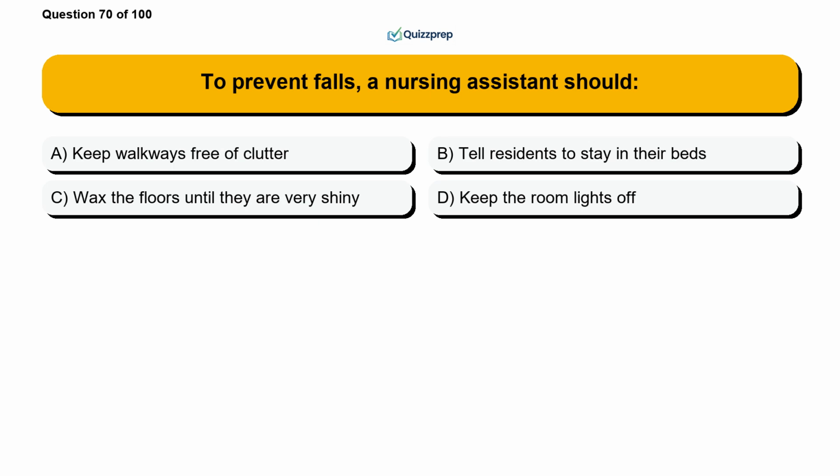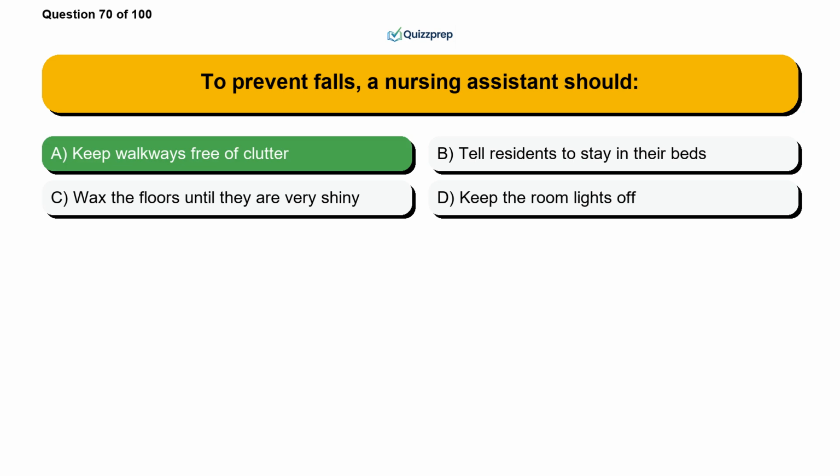Question 70. To prevent falls, a nursing assistant should: Option A, keep walkways free of clutter. Option B, tell residents to stay in their beds. Option C, wax the floors until they are very shiny. Option D, keep the room lights off. The correct answer is option A, keep walkways free of clutter.